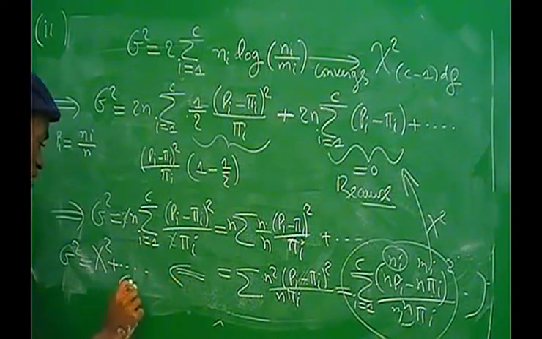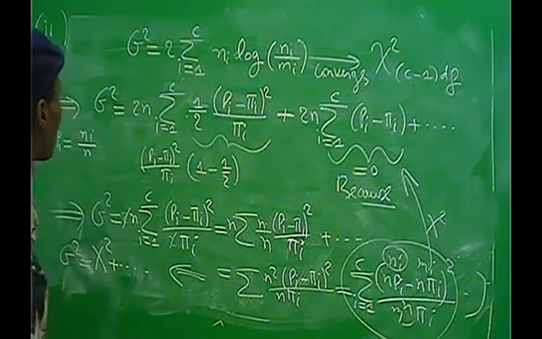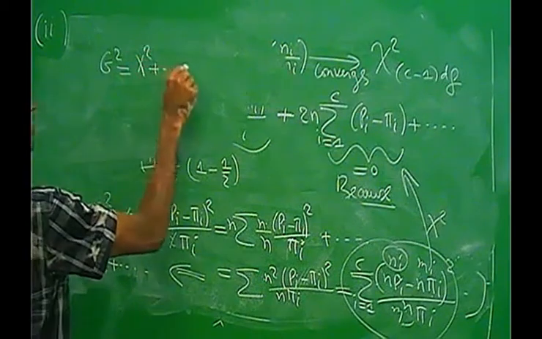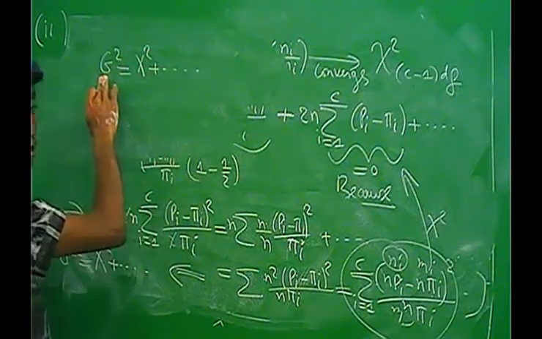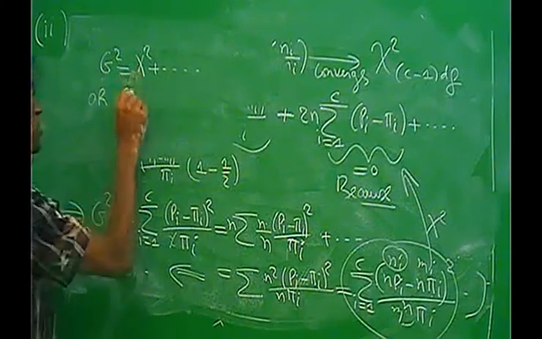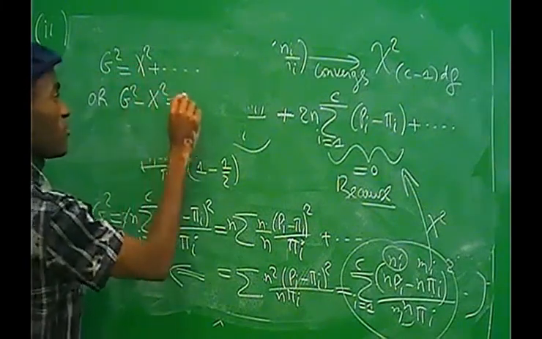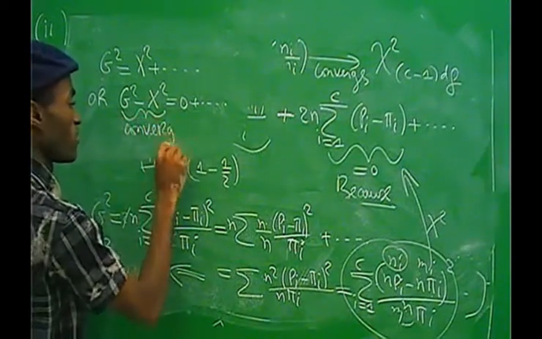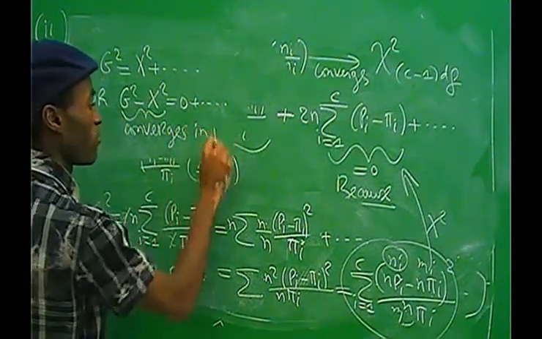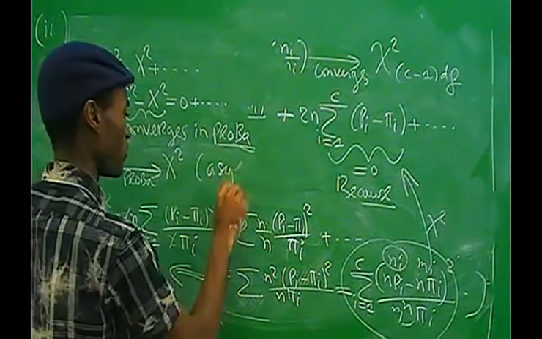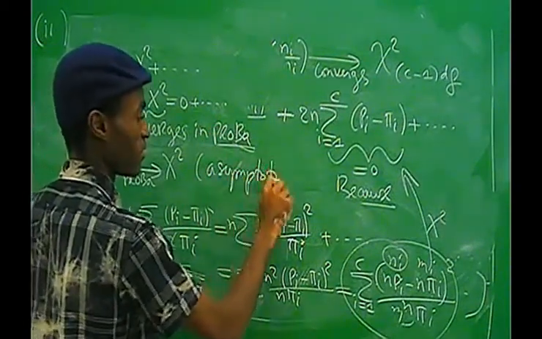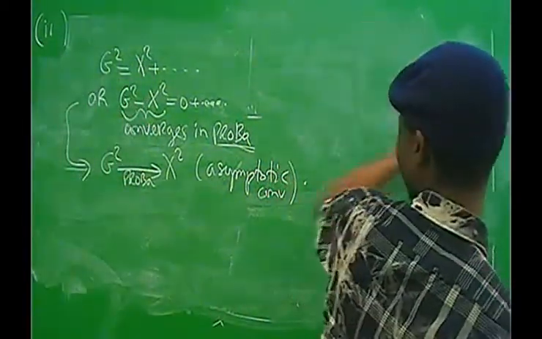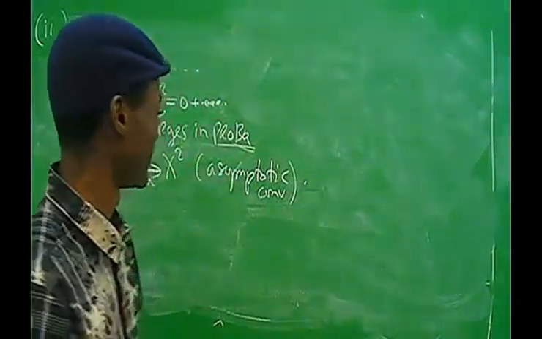So then I say, okay, fair enough. We're done. We have G squared equals chi-squared plus that. So G squared converges in probability to chi-squared. G squared minus chi-squared, you have 0 plus that. So this one converges in probability, and this is an asymptotic convergence. Asymptotic mean goes to 0? Yeah, you want me to clean everything? Yeah.